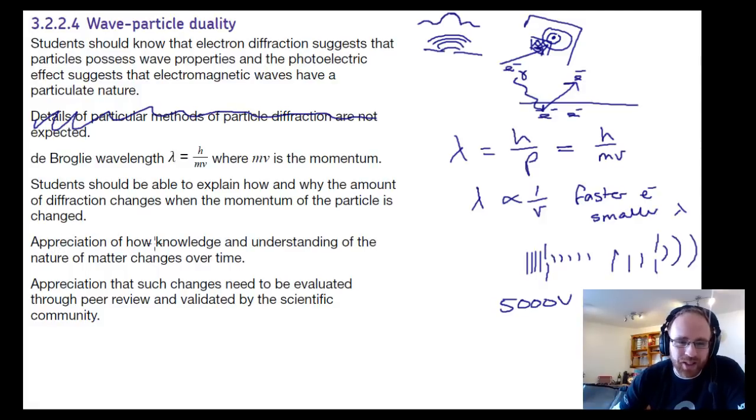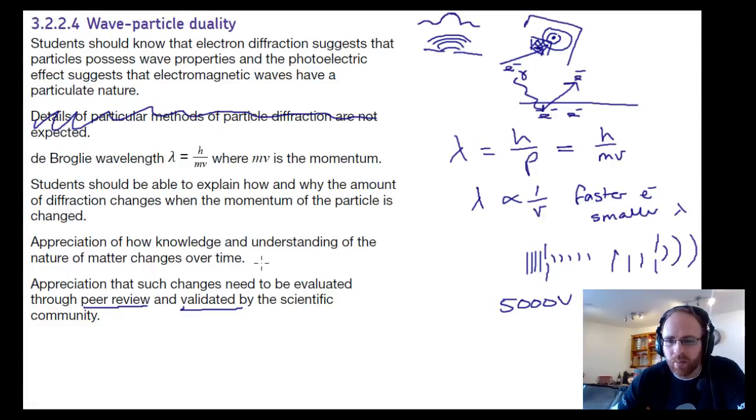Appreciation of how knowledge and understanding of the nature of matter changes over time. This has all happened really within the last 100 years. The photoelectric effect was what Einstein got his Nobel Prize for, in 1919 or something like that, or early 1920s. And appreciation that such changes need to be evaluated through peer review, so other scientists checking and redoing their work, and validation by the scientific community.